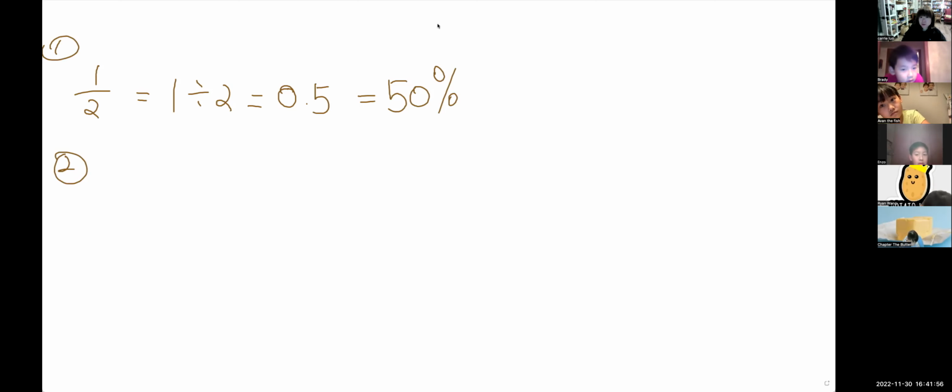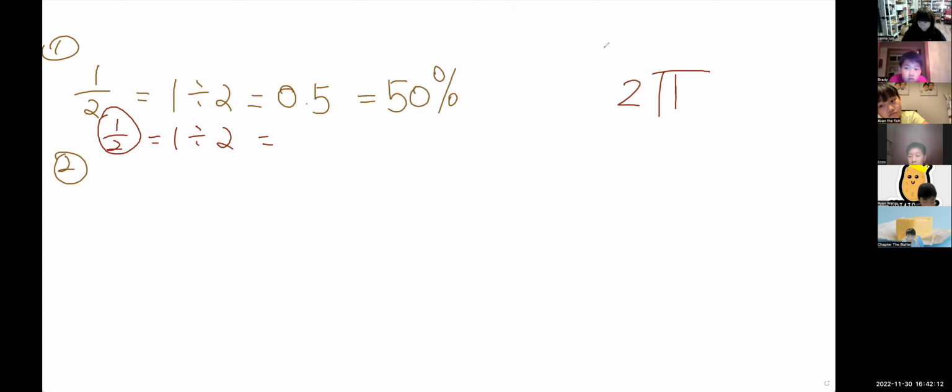So everybody, I want you to remember these. Okay, so there's a very important thing. So half equals 1 divided by 2. So how to do 1 divided by 2? So I want to ask Brady, 1 divided by 2, is it divisible? I don't know. 1 divided by 2.